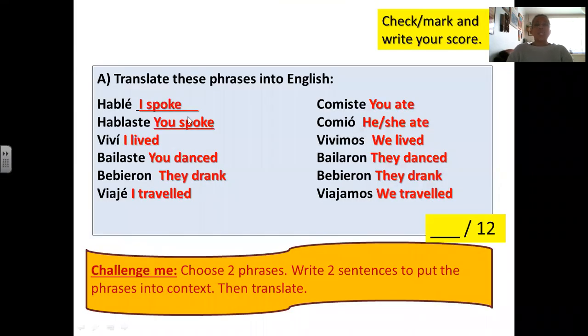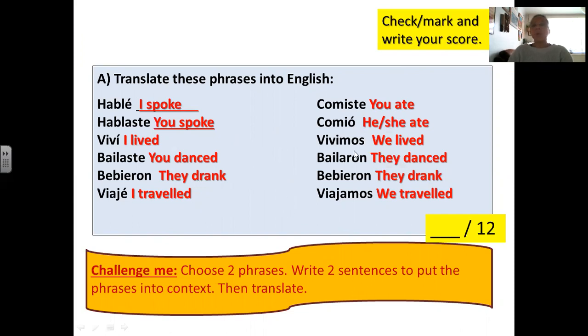Then I asked you to translate these phrases into English. I want you to write the Spanish, as in my example, and I want you to translate into English, okay? So please check, mark, and write your scores. When you have done that, I want you to do this challenge. I want you to choose 2 phrases and make a sentence with them.